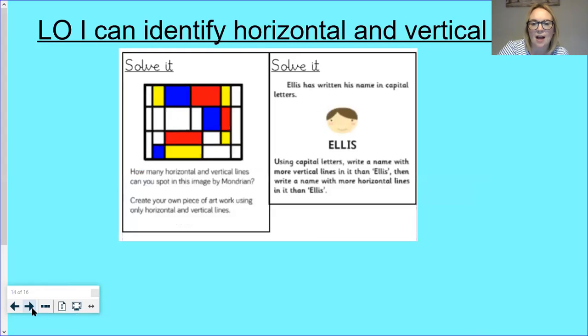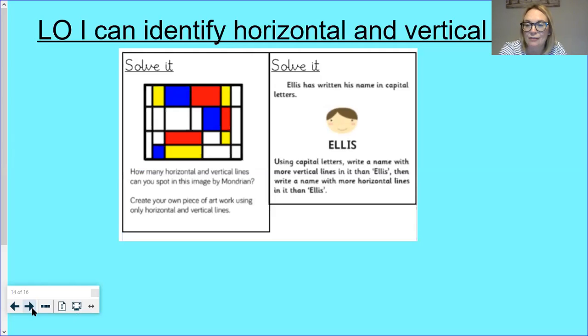Okay, so you've got a really famous picture there, a famous painting by Mondrian, on the first solve it, and we'd like you to spot how many vertical lines and how many horizontal lines you can see in it. And if you've got time and you'd like to, could you create your own piece of artwork using only horizontal and vertical lines? That might be a nice challenge or nice artistic activity for you to do maybe later today when you've got a spare moment. You could create your own artwork with just vertical and horizontal lines, and we would love to see them. We can put them in the photo gallery, even perhaps print them out and display them for when you come back to school. That would be really great.